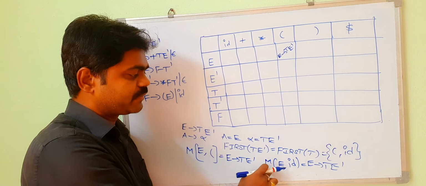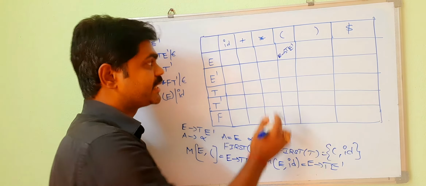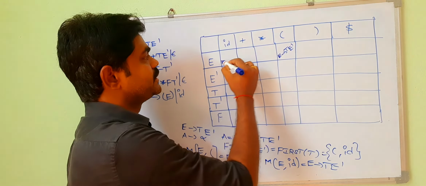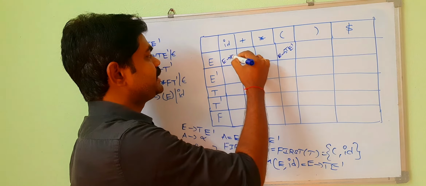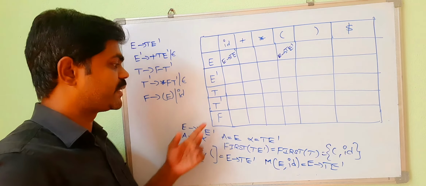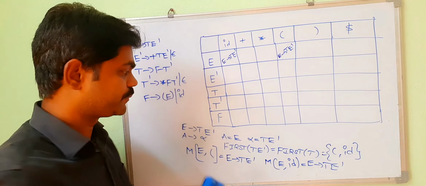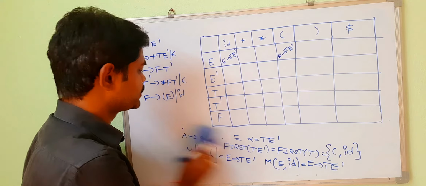And one more thing we have: M of E comma id. So M of E comma id we should write E tends to T E dash. Okay, so the first production is over. What is the second production? E dash tends to plus T E dash or epsilon. So we'll write the second production.